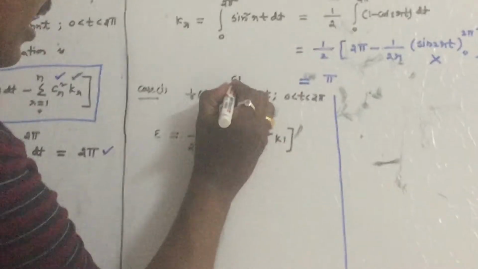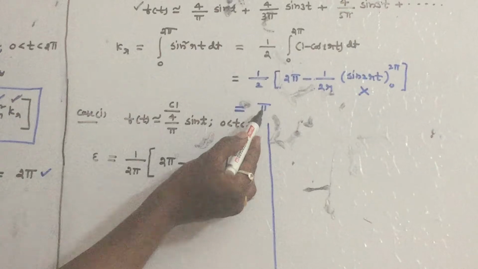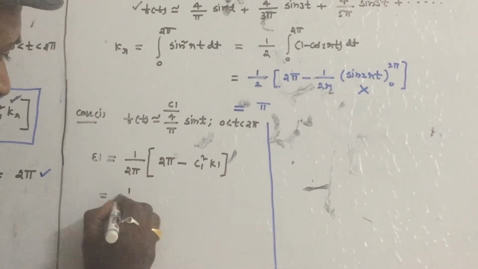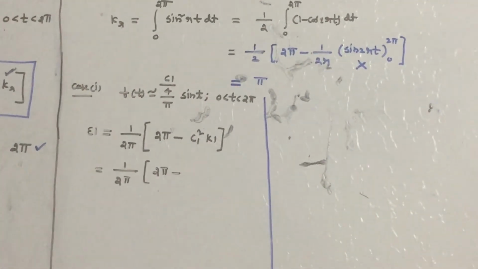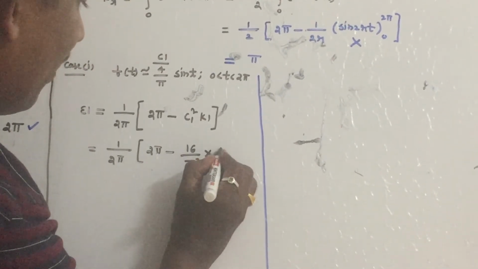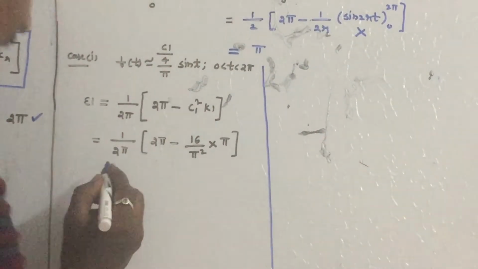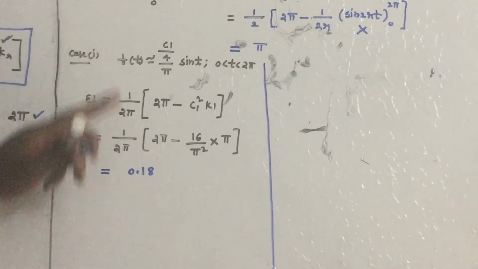Okay, now, what is C1 here? This is the C1. What is K1? You can see from this formula K1 is equal to pi, K2 is equal to pi. Just to substitute, 1 by 2 pi, times 2 pi minus C1 square, which is 16 by pi square, into K1, which is pi. So pi cancels out. This error you will get as 0.18. So the error in this approximation is very high.